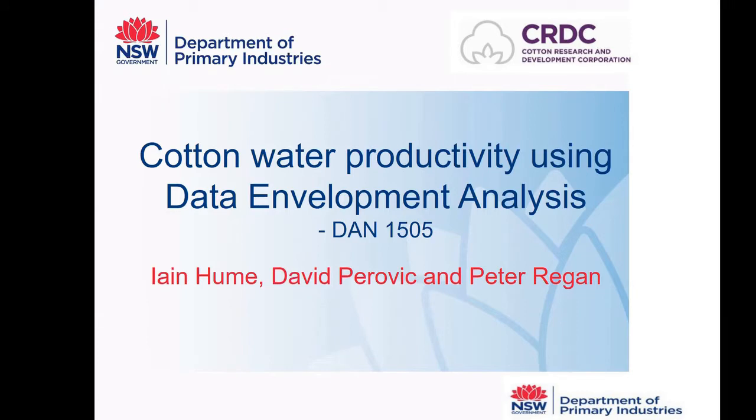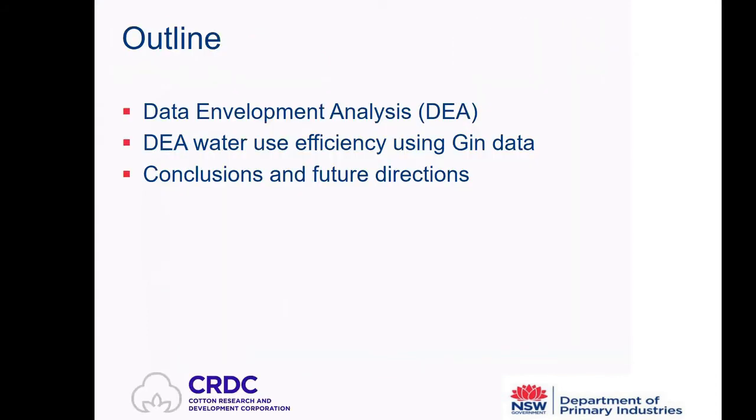As you can see, there's a few of us working on this aspect of the project, and what we're trying to do is use a new technique, data envelopment analysis, to examine how productivity can change in Australian cotton. So the talk will examine briefly data envelopment analysis, or DEA, how we can use DEA to assess water efficiency using cotton gin data, and have a quick look at the conclusions that we draw from this work and future directions we may take.